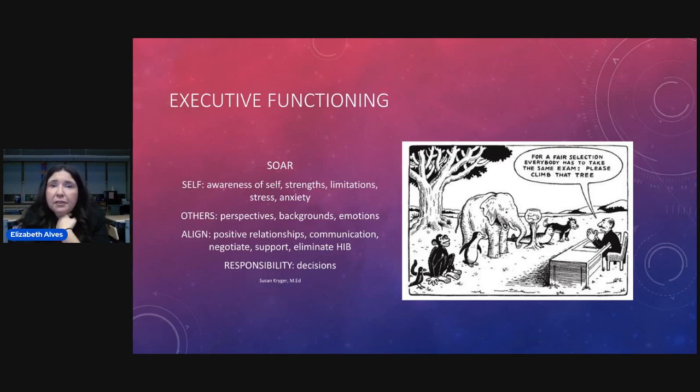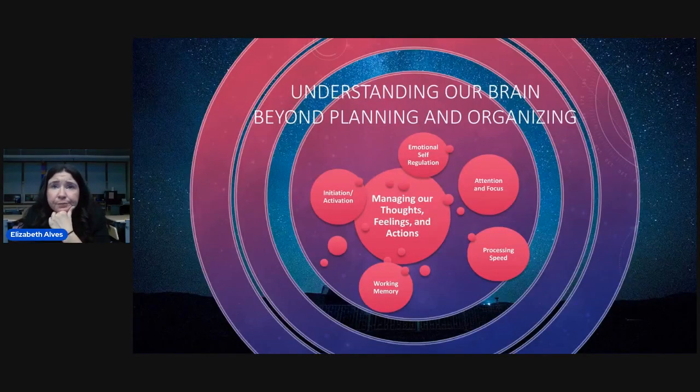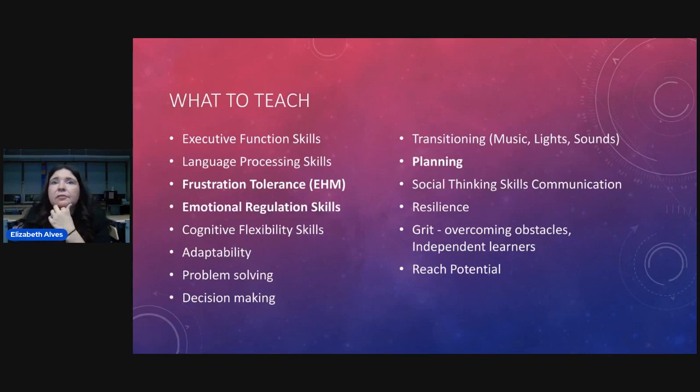So these are really the goals of a teacher inside of a classroom who is operating with a high level of executive functioning. So this is just a map of what's going on in our brain with the executive functions. So managing your thoughts, feelings, and actions. So it has to do with emotional regulation, attention and focus, your processing speed, your working memory, and your initiation, your activation. And if you're not familiar, ADHD is actually considered a disorder of the executive functions. So these are your mental capacity. So these are some areas of things that you should be teaching within your classroom for students who are neurodiverse.